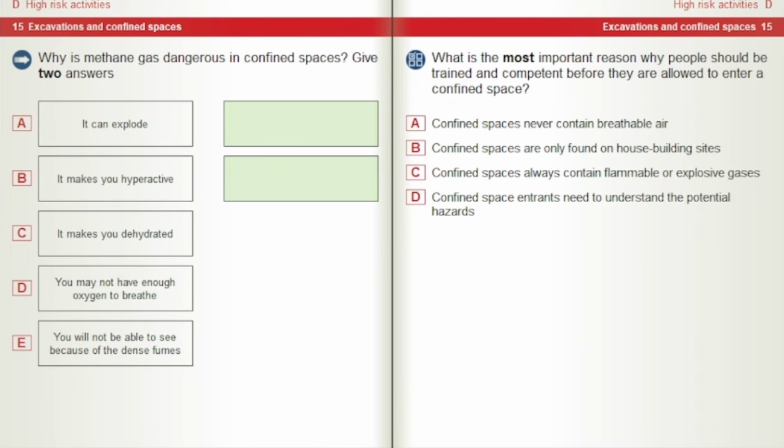What is the most important reason why people should be trained and competent before they are allowed to enter a confined space? Confined spaces never contain breathable air. Confined spaces are only found on house building sites. Confined spaces always contain flammable or explosive gases. Confined space entrants need to understand the potential hazards.